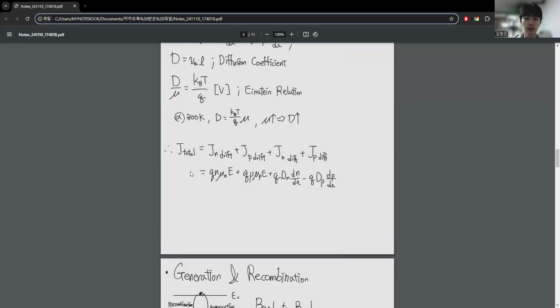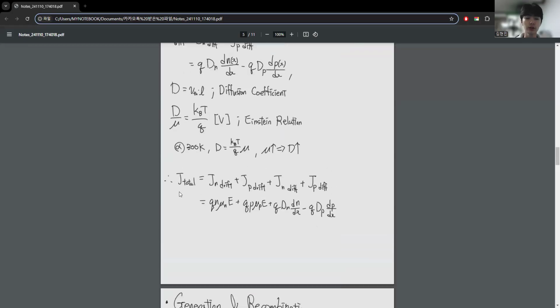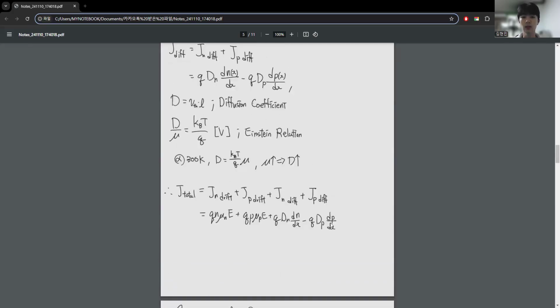And total current density equals Jn drift plus Jp drift plus Jn diffusion plus Jp diffusion, equals q n mu n E plus q p mu p E plus q Dn dn/dx minus q Dp dp/dx.